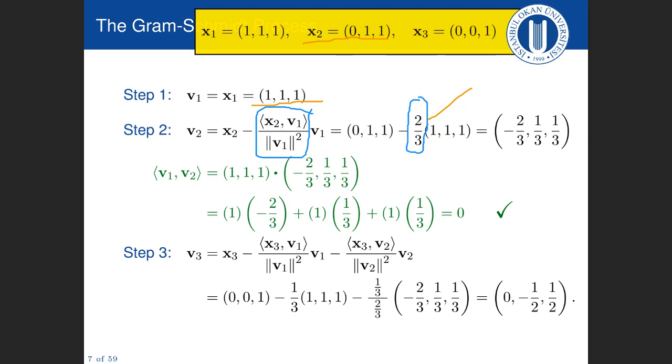For the 3 on the bottom, it's the norm of v1 squared. The norm of v1 squared, well, that's 1 squared plus 1 squared plus 1 squared, or 3. So that gives us the 3 on the bottom.